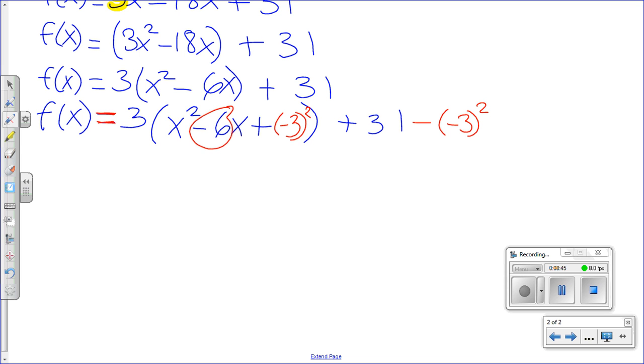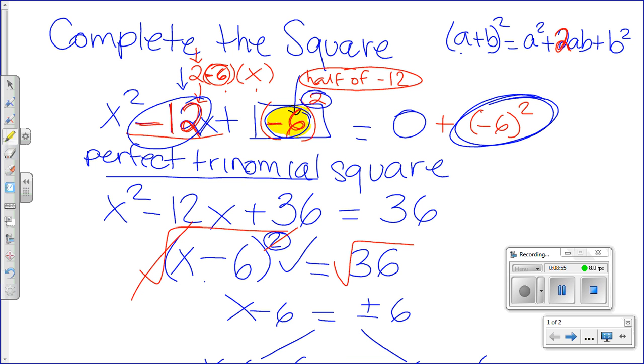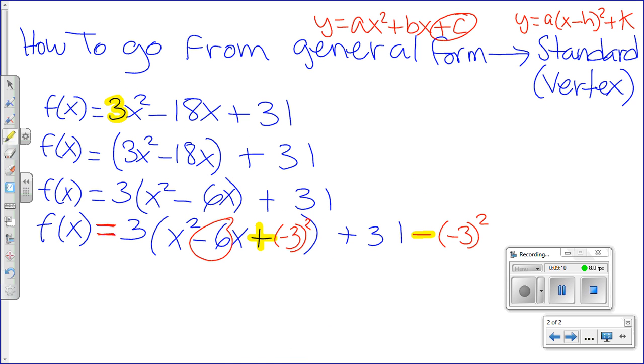So we add and we subtract. The difference with the previous problem was that we were working on both sides of the equation, so we added negative 6 squared to both sides to keep them balanced, to keep the equation still equal. The problem that I have on the next slide, this one, we are working on the same side of the equal sign. So no, we don't need to add it to both sides.